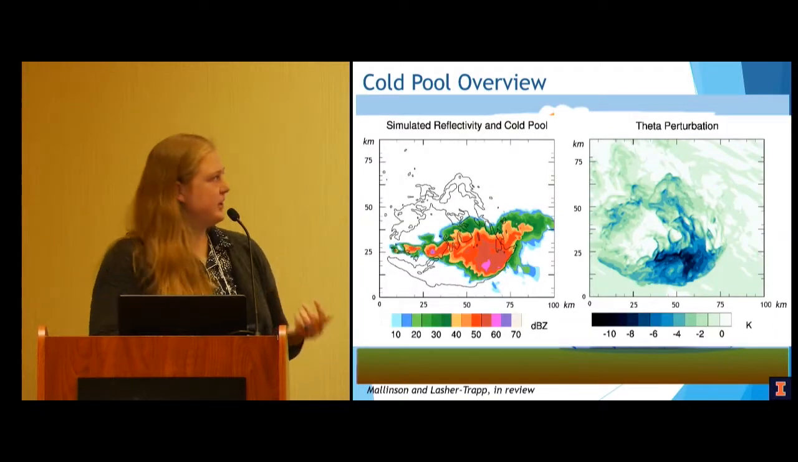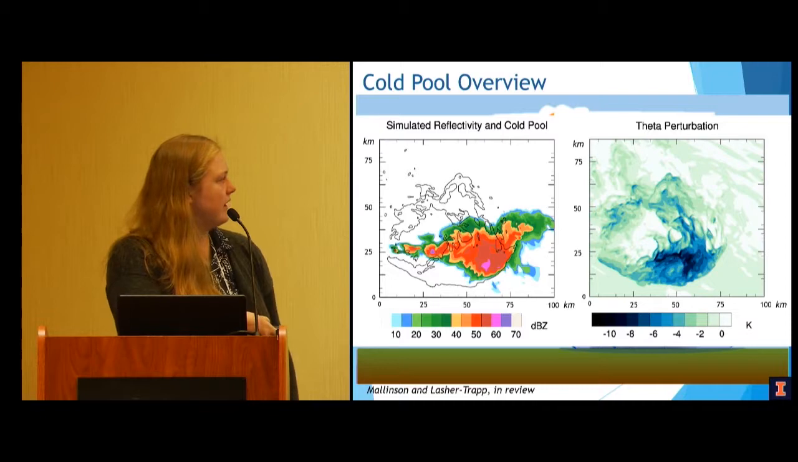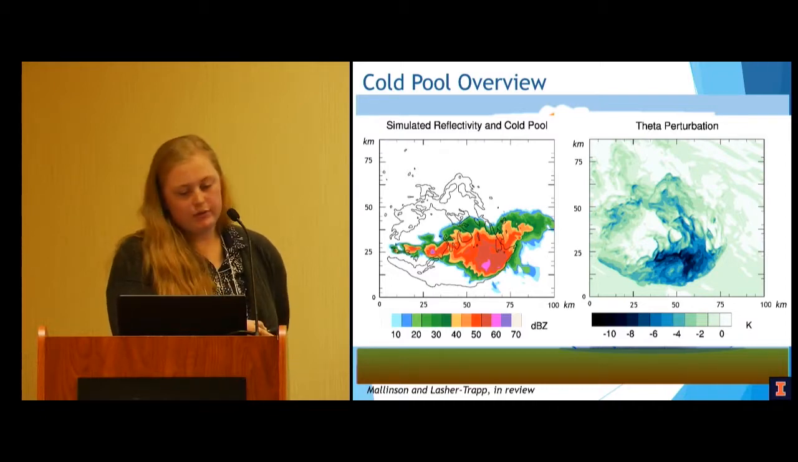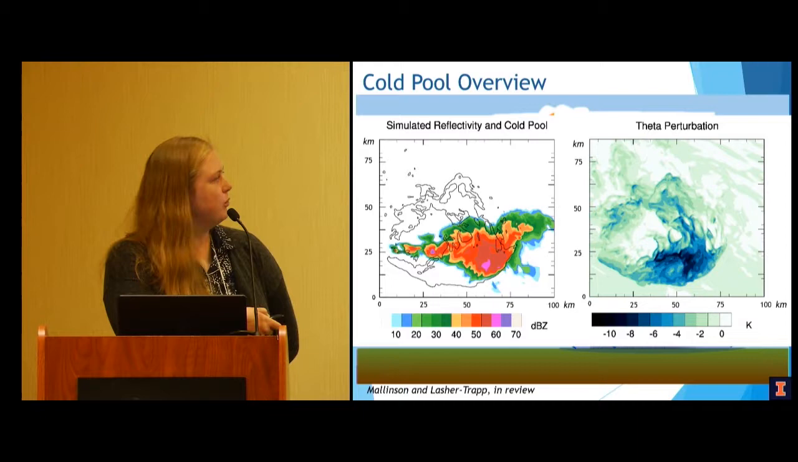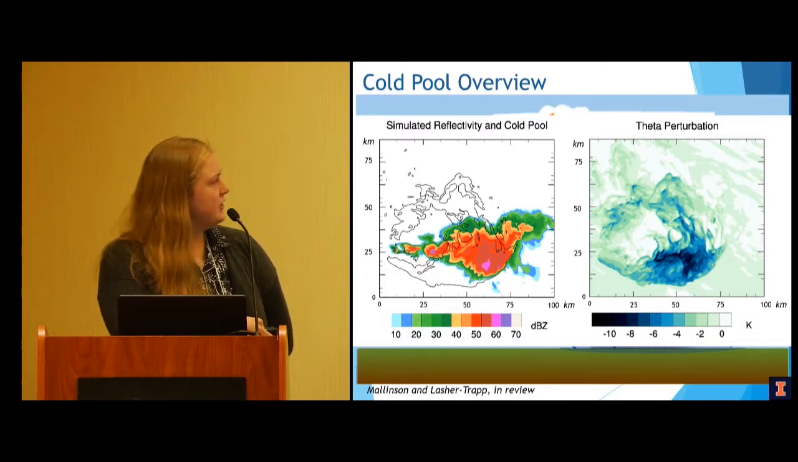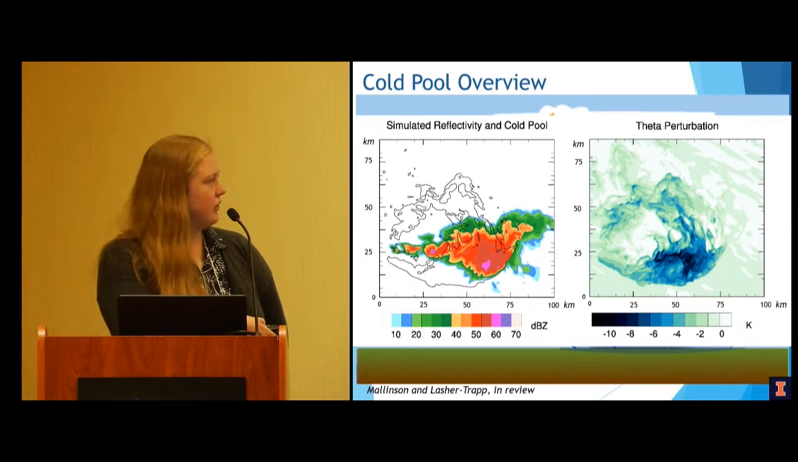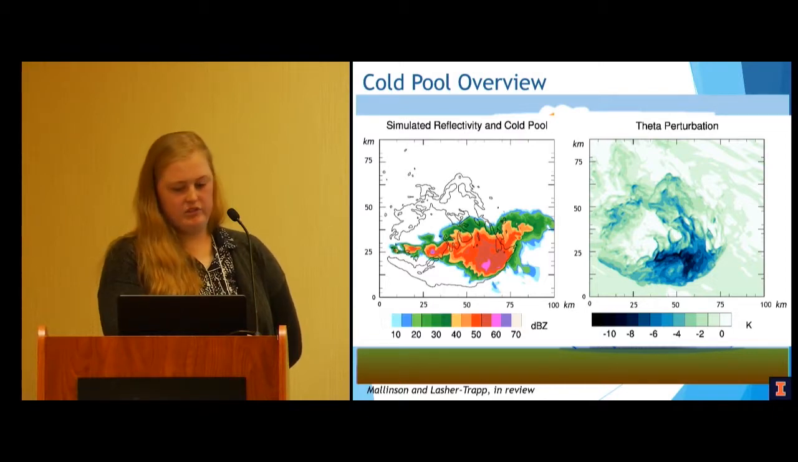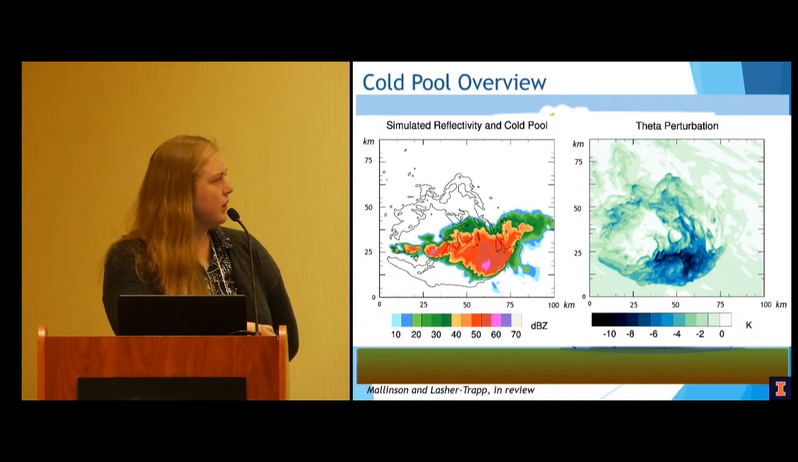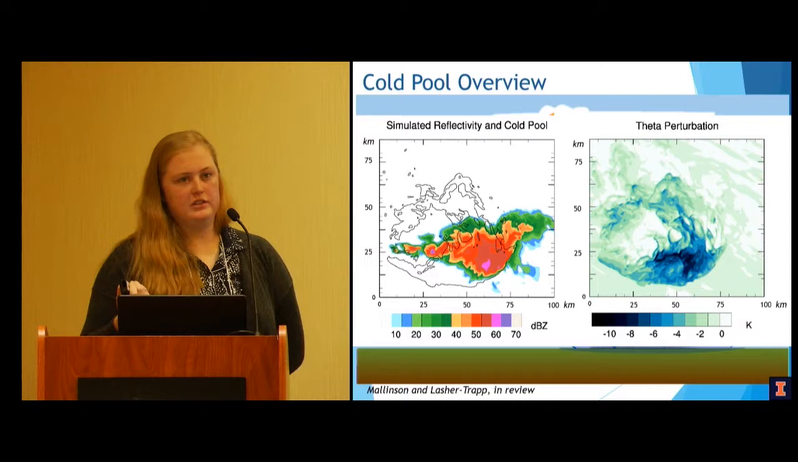And just as a spatial scale, this is an XY diagram. We have simulated reflectivity on the left with the cold pool contoured in this black outline. So you can see this is a cluster of thunderstorms, and you've got this cold pool here. And these can span upwards of hundreds of kilometers, so they can grow spatially larger than this. And they can also be quite cold: theta perturbation at the surface is what we use to determine a cold pool. And so you can get these pockets of cold air that are like minus 10 Kelvin colder than the surrounding environment.